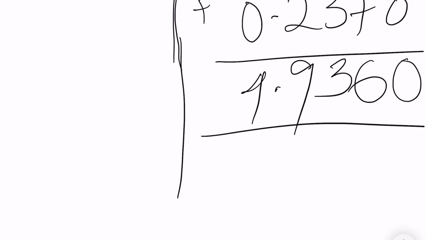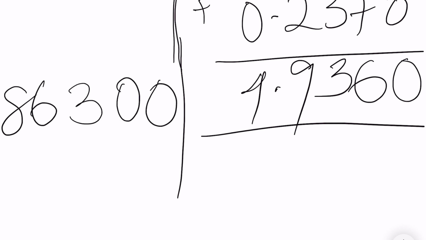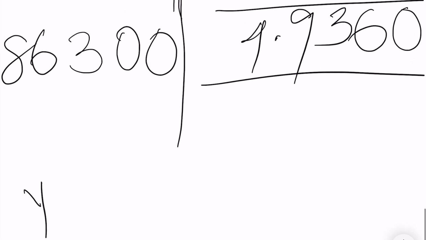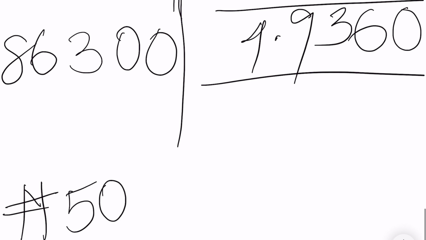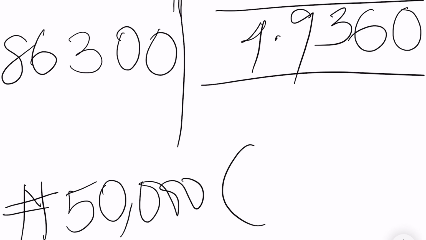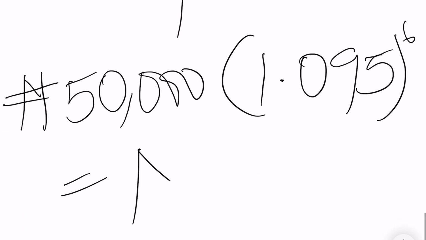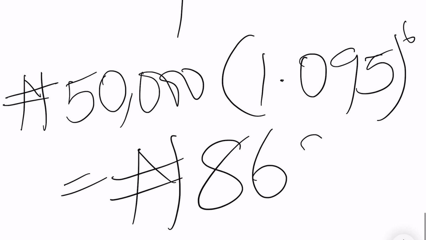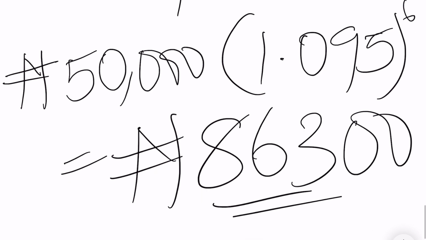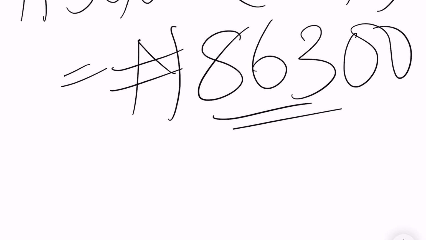So the antilog of 4.9360 is now 86,300. So using the logarithm table, 50,000 into brackets 1.095 raised to 6 is 86,300 naira. Now, moving to the second example.